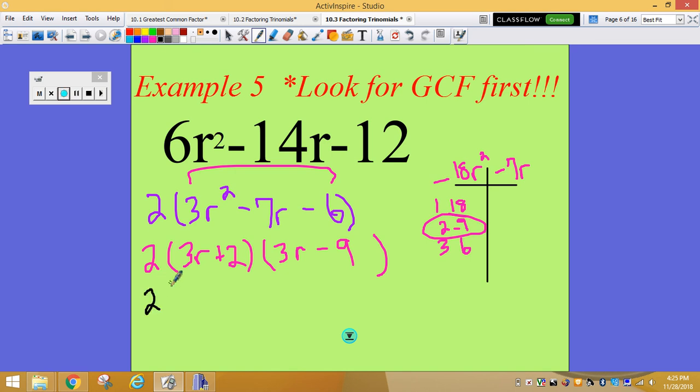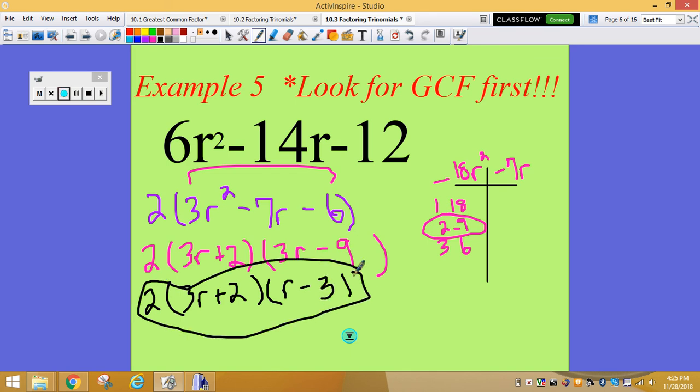Okay, and then last step, reduce. Will anything go into 3 and 2? No, so I'm just going to leave that 3r plus 2. Will anything go into 3 and 9? Yes, 3 will. So 3 divided by 3 just leaves us with r. 9 divided by 3 is 3. So this is your final answer for this problem. Make sure you put your GCF in as part of your final answer.